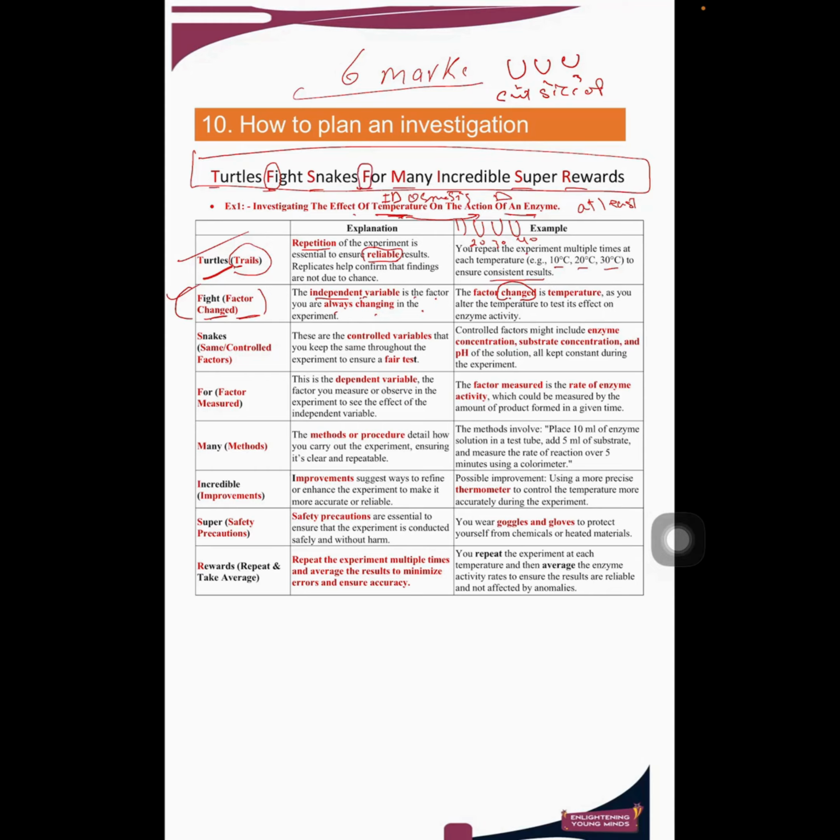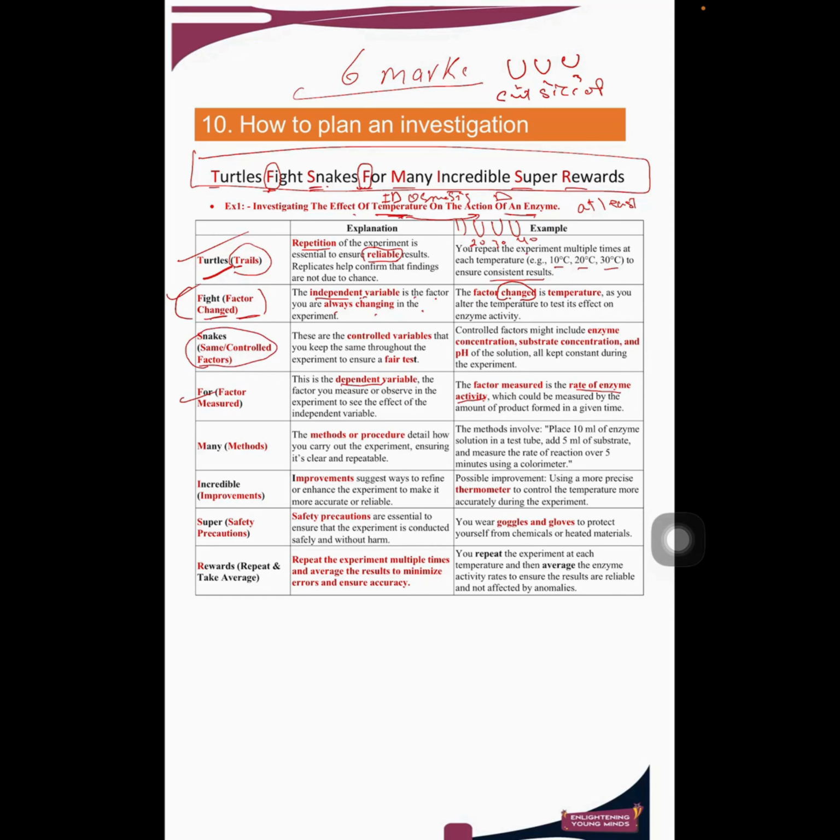Go for the second F, fight snake 4. Second, you will mention the dependent variable. Your ability to understand what the dependent variable is here gets you a third point. The dependent variable which was measured is the rate of enzyme activity. Type.